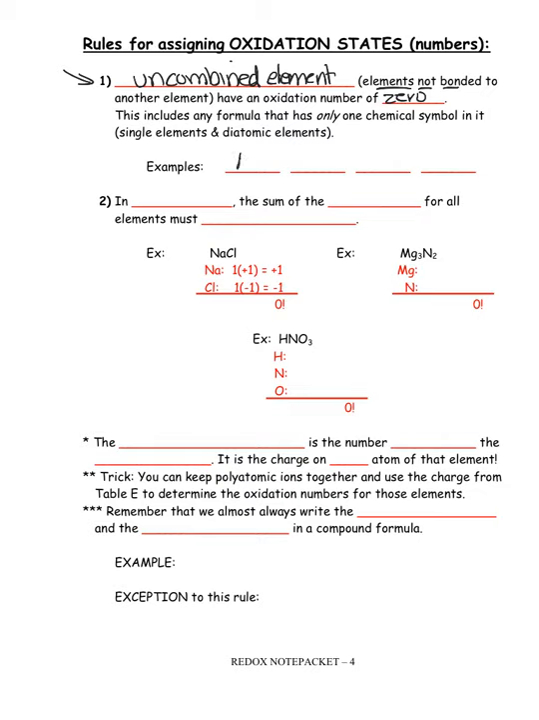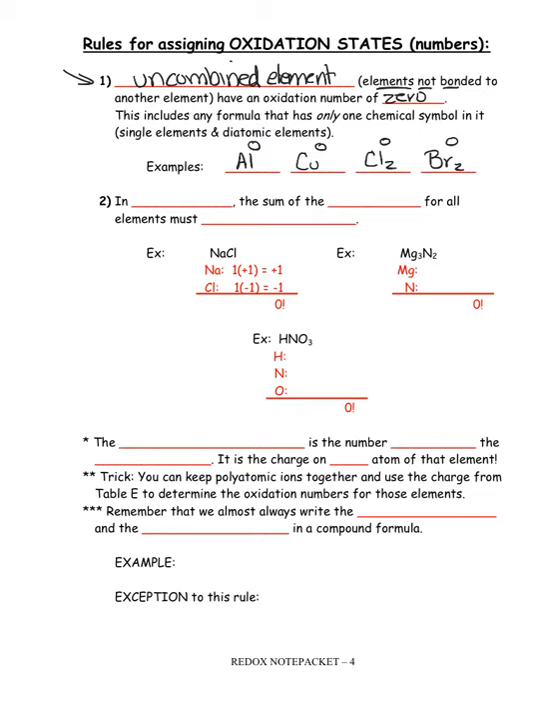Okay, so if you see something like aluminum just sitting there by itself, its oxidation number is 0. If you see copper just sitting there by itself, its oxidation number is 0. If you see chlorine, even though it's a diatomic, it has an oxidation number of 0. It is not in a compound. If you have bromine, it's a diatomic element, but it's still 0 as its oxidation number.